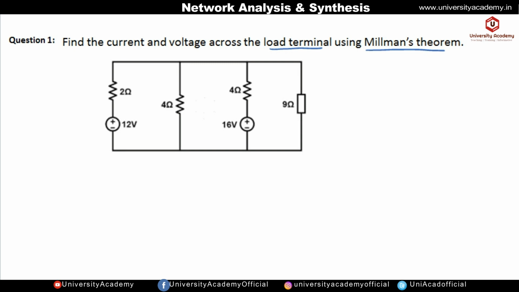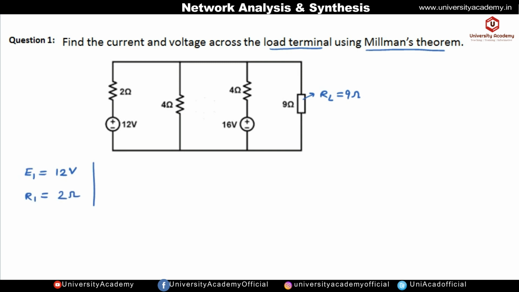Okay, and our load resistance here is 9 ohm, that is the RL value is 9 ohm in this question, and we have to find the voltage and the current through this 9 ohm load resistor. Okay, so now if we compare this with Millman's circuit, then the E1 value is equal to 12 volt. Okay, and it is connected in series with a resistance, so the R1 value is 2 ohm.